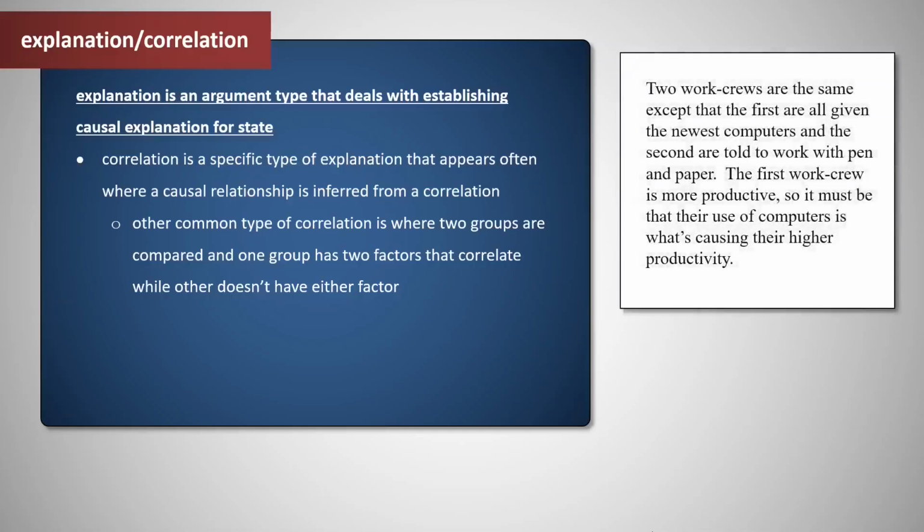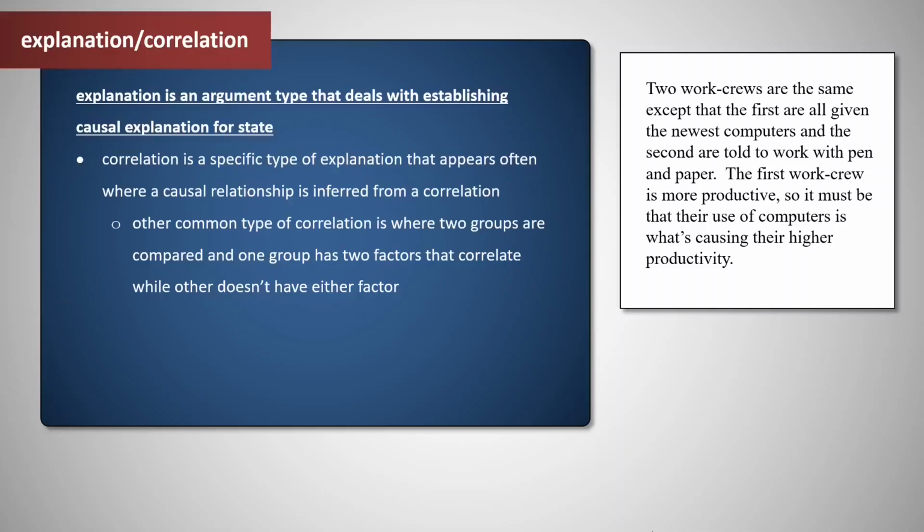So here we have two work crews that are the same, except that the first are all given the newest computers and the second are told to work with pen and paper. So that's the difference between them. One of the groups has computers and the other doesn't. The first work crew is more productive, so that's the second difference. The ones that have the computers also have higher productivity, and the conclusion says it must be that their use of computers is what's causing their higher productivity.